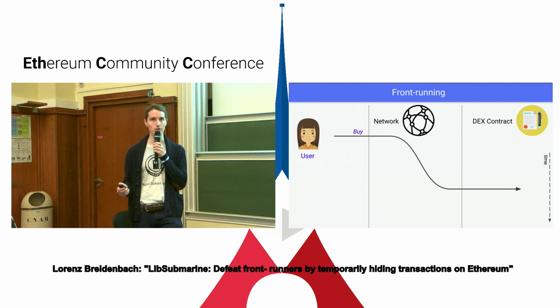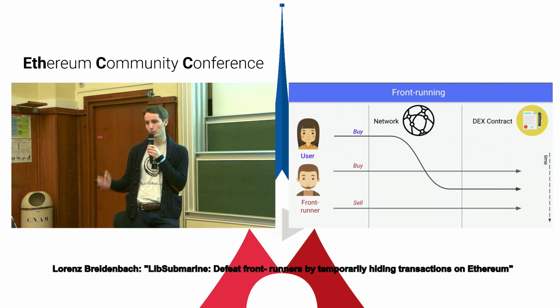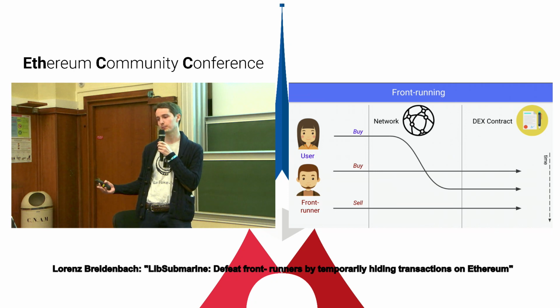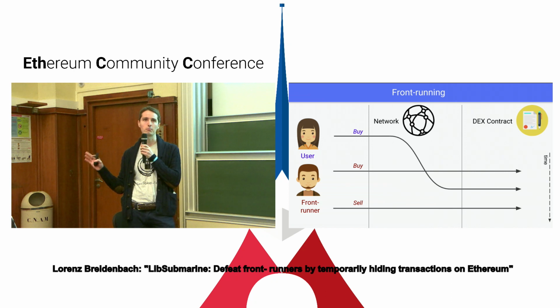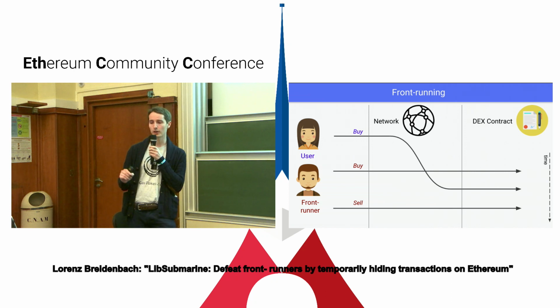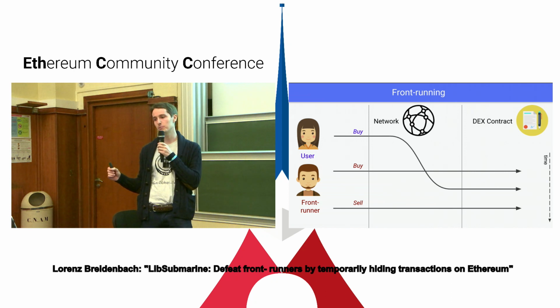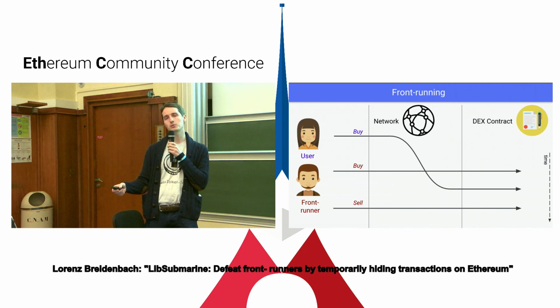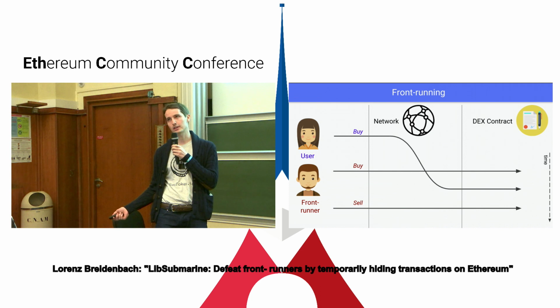Now what a front runner can do is profit at the user's expense. The way he would do that is by sandwiching the user's transaction between two of his own transactions. So he would broadcast a buy transaction, maybe pay a miner some money or collude with the miner to get his buy transaction included in the blockchain before the user's buy transaction. And then he would immediately, after the user's buy transaction, include a sell transaction.